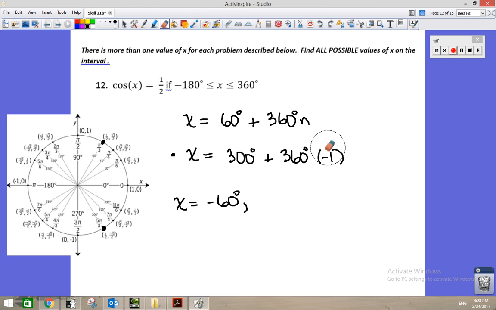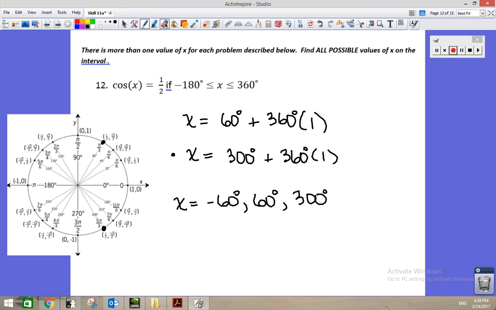So then if I come in and say, well, I'm going to let n be 0 for each of these equations, then I pick up a positive 60 degrees and a positive 300. And that's bigger than negative 180 and smaller than 360. If I replace n with 1, I'm too big. I'm at 420, I'm at 660. These are the only three.